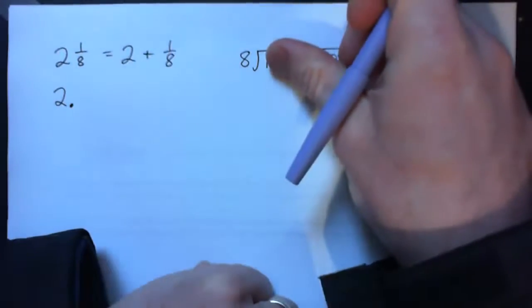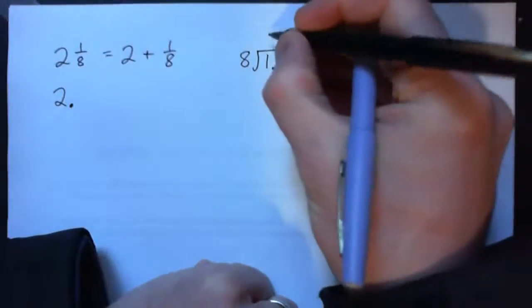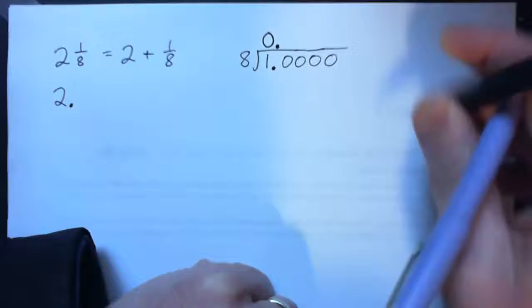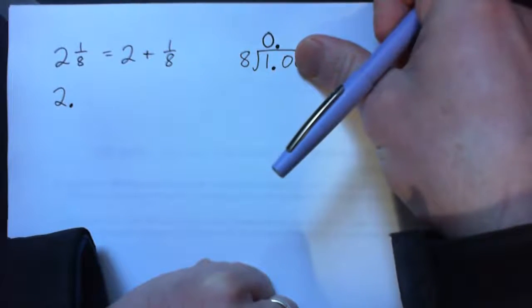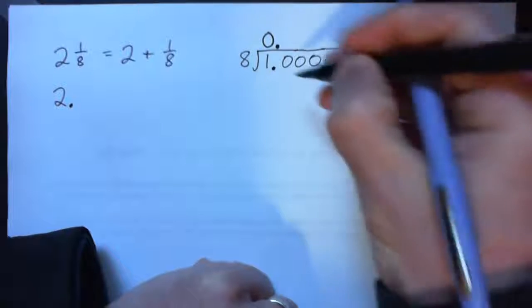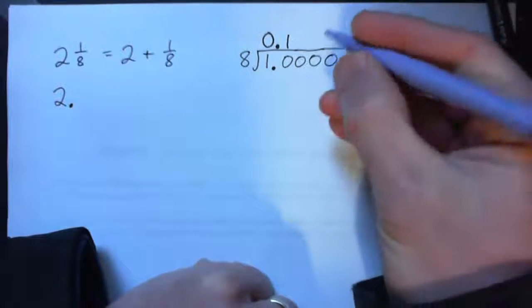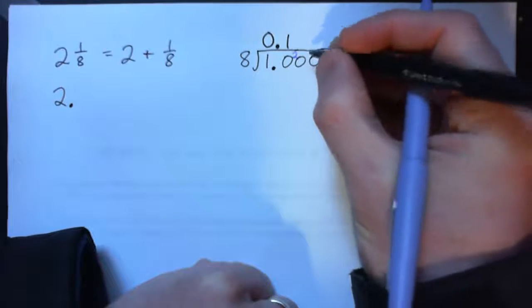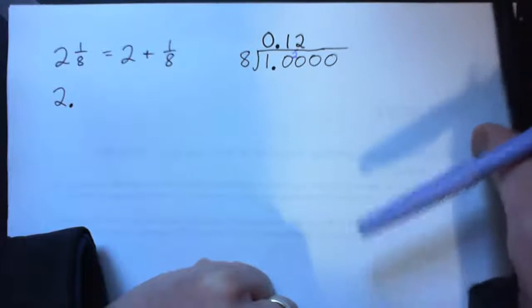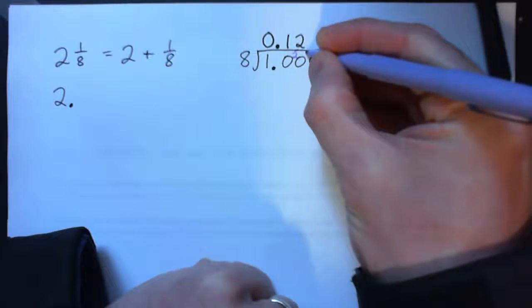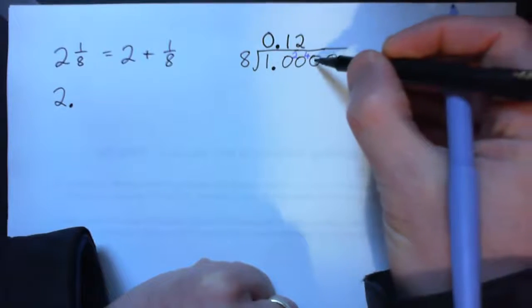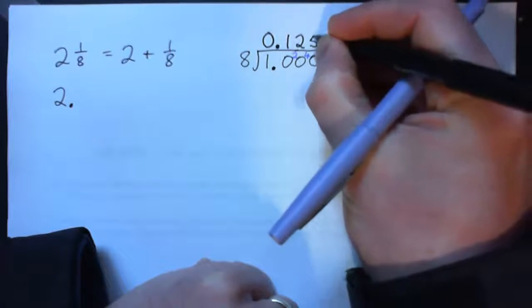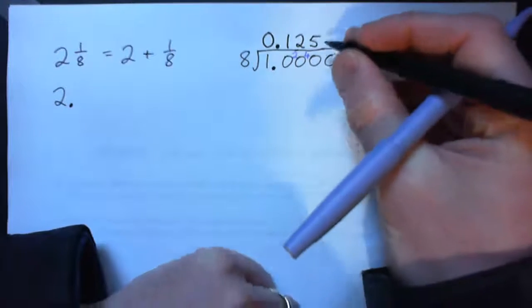So we go 8 into 1 won't go, so we can put a 0 up there. 8 into 1 goes 0 times. And you keep your decimal point above it, like that, don't you? So then 8 into 10. 8 into 10 goes 1 time, remainder 2, right? 8 into 20 goes 2 times, remainder 4. And 8 into 40 goes 5 times, right? And now we're done because there's no remainder.